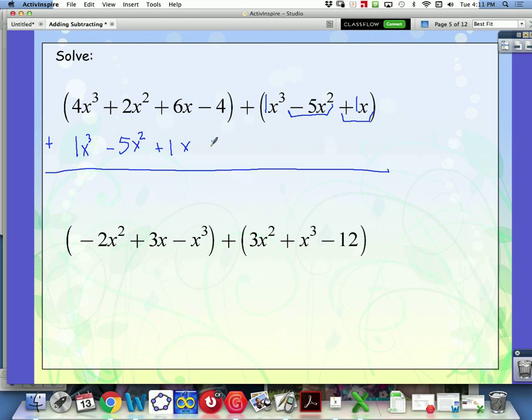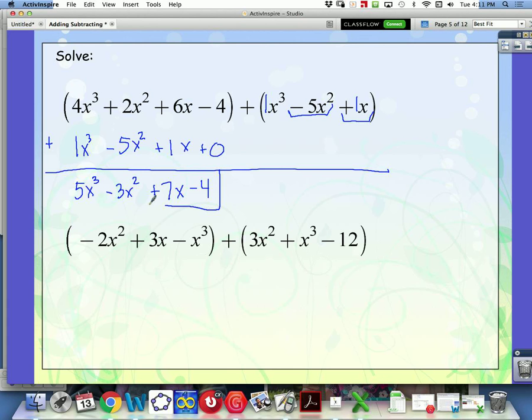And if there isn't anything to go with this one, we'll just put a plus 0 so that we remember it's there. And now what's great is we just add like we're in first grade again. We know these are the same, so we just go 4 plus 1 is 5x cubed. 2 minus 5 is negative 3x squared. 6 plus 1 is 7x. And negative 4 plus 0 is negative 4.